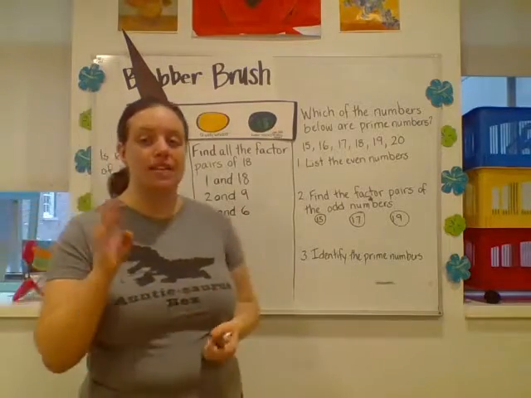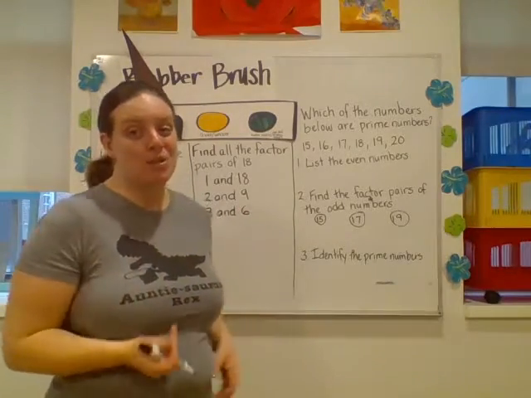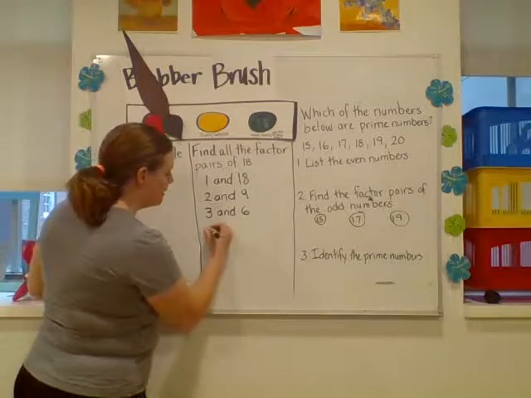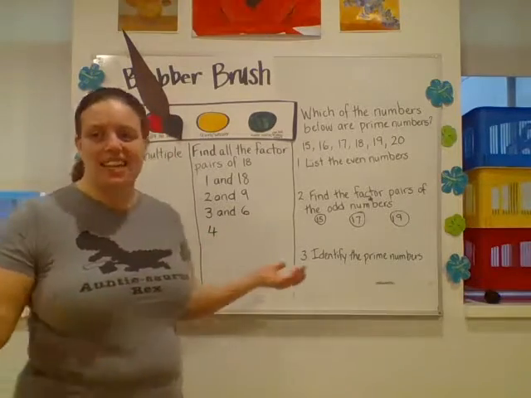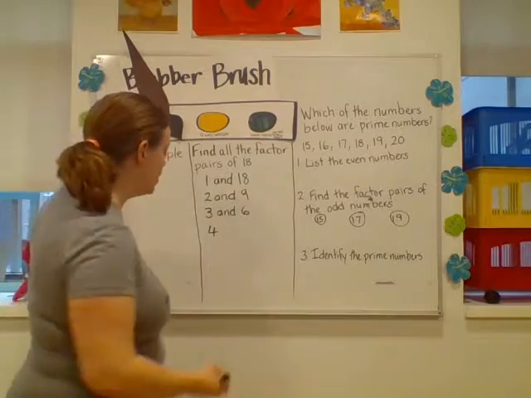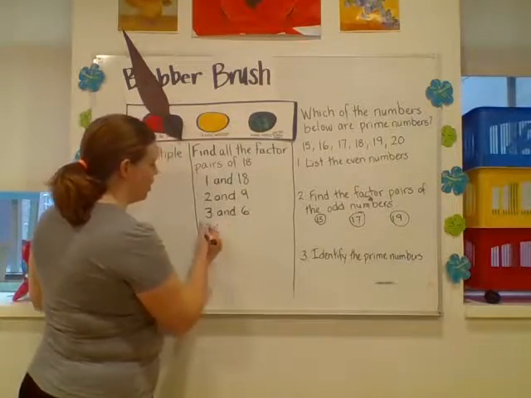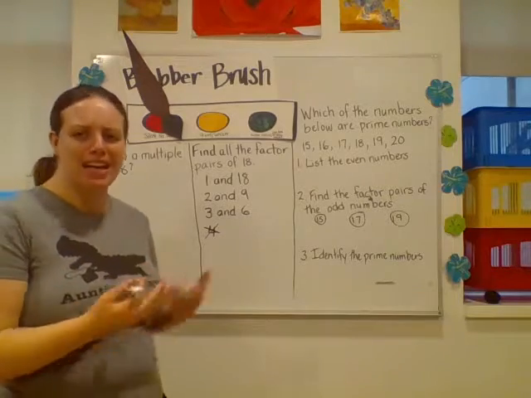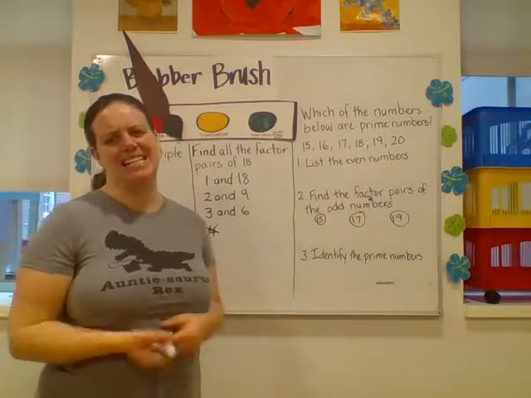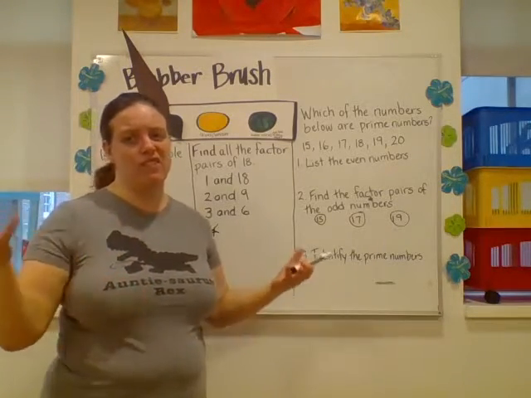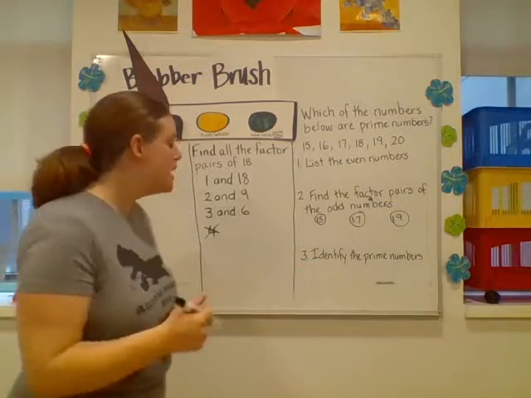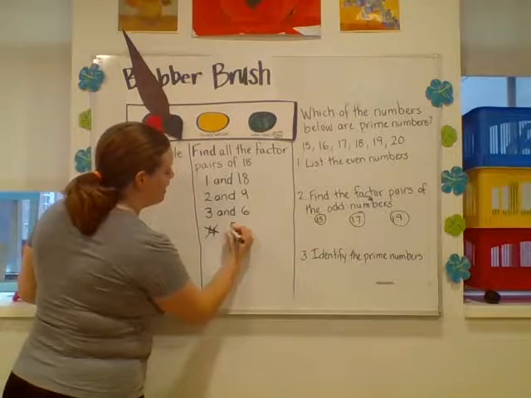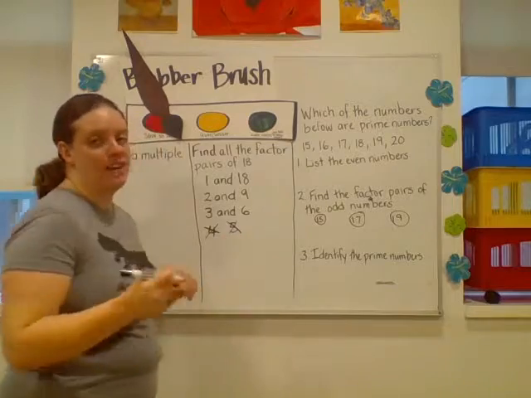Now, let's continue. Let's look at 4. Can I multiply 4 by something to get 18? The answer is no, I can't. So, 4 is not a factor of 18. Okay, then I look at 5. Can I multiply 5 by something to get 18? 5, 10, 15, 20, no, can't do that. So, 5 is not a factor of 18.